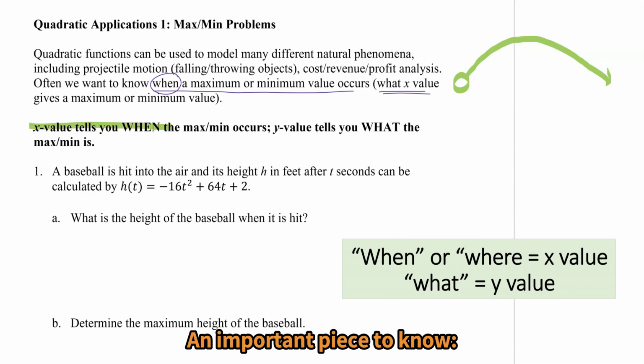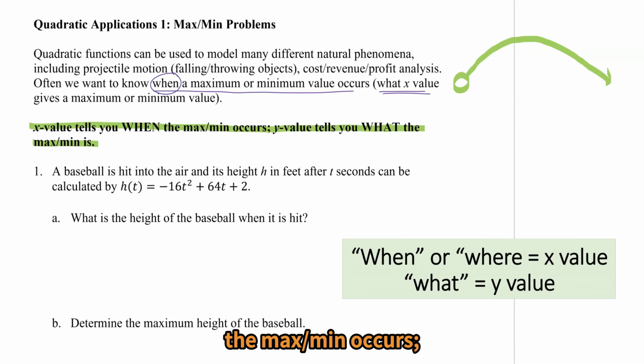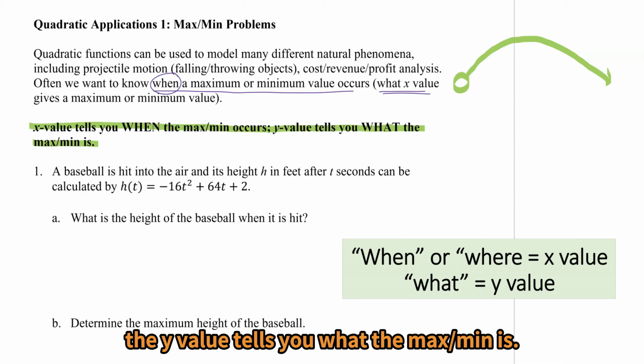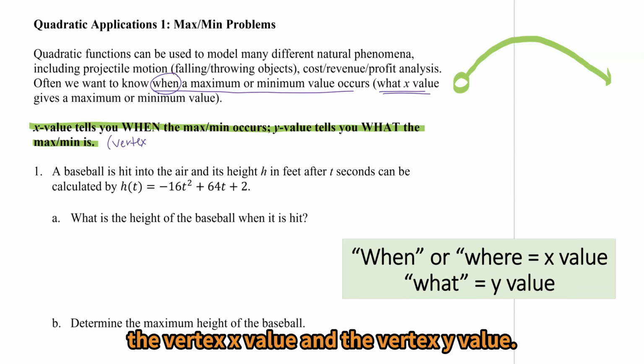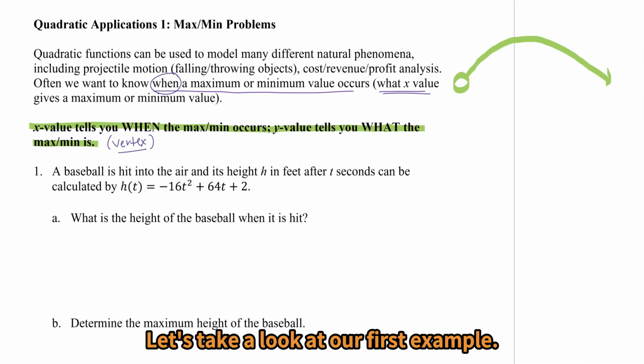An important piece to know: the x value tells you when the maximum occurs. The y value tells you what the maximum is. And this is for a vertex, the vertex x value and the vertex y value. Let's take a look at our first example.